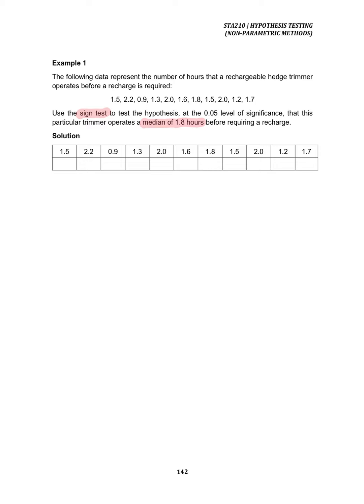Okay, so what do we want to test? We want to test whether the median is equivalent to 1.8 or not. So that will be our H0 and also the H1. Okay, so the null hypothesis and the alternative hypothesis here: median equals 1.8 or median not equal to 1.8. Okay, this one is two-tailed.